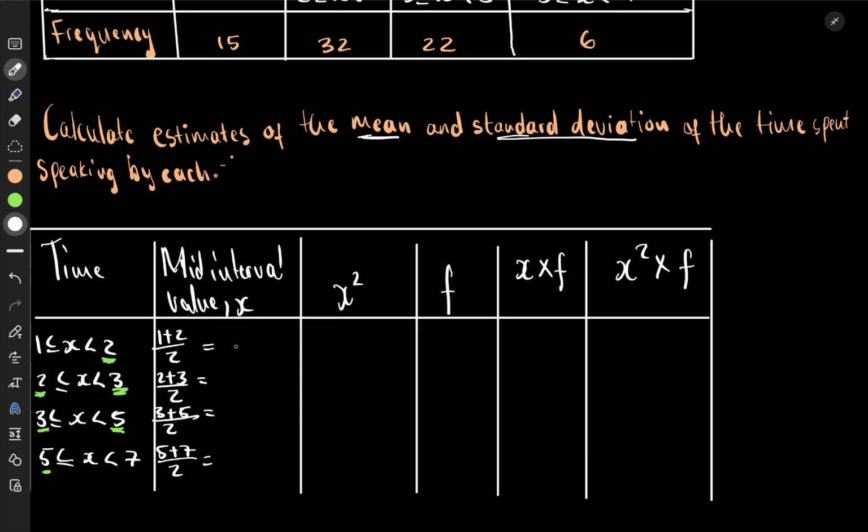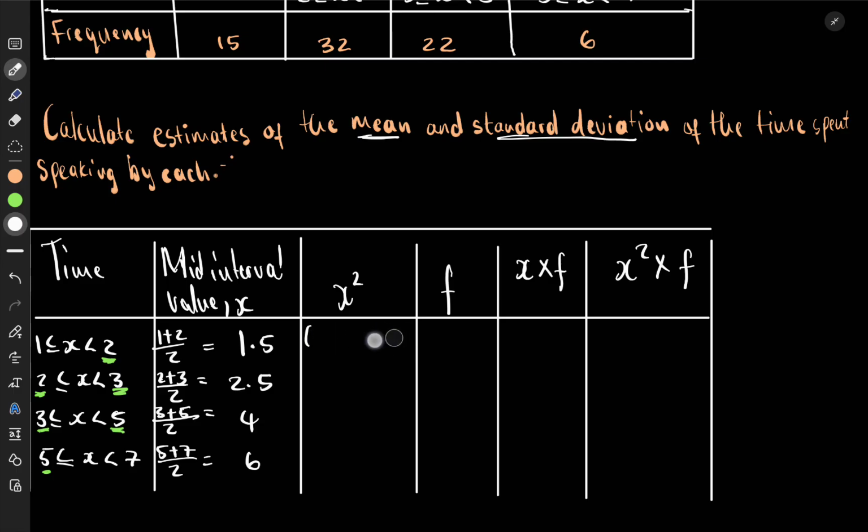1 plus 2 is 3. Over 2, you get 1.5. This is 5 over 2, you get 2.5. This is 8 over 2, you get 4. This is 12 over 2, you get 6. So here I have my mid-interval values, right? Which are my x values. Then I now need x squared. How do I get x squared? I just square. So it's 1.5 squared. I get 2.25. Okay?